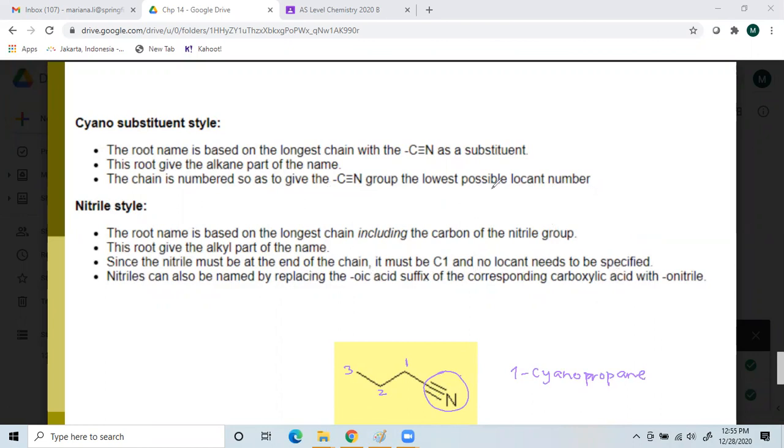How about with nitrile style? The root name is based on the longest chain, including the carbon of the nitrile group. This is what distinguishes the cyano from the nitrile style. With the nitrile style, once again, the C triple bond N has a number. Yeah, this is carbon number 1.